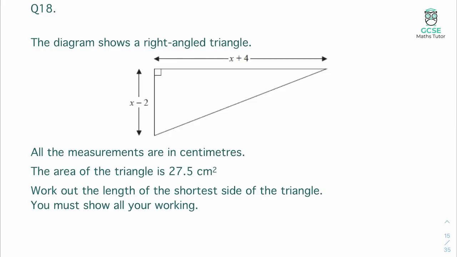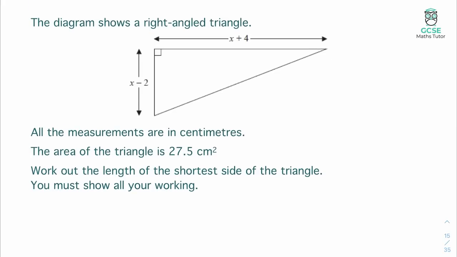Okay, so the diagram shows a right angled triangle. We've got algebraic lengths. The area of the triangle is 27.5. That's not too bad because this is the base and height, depending on which way you look at it, those perpendicular lengths. Work out the length of the shortest side you must show your working.